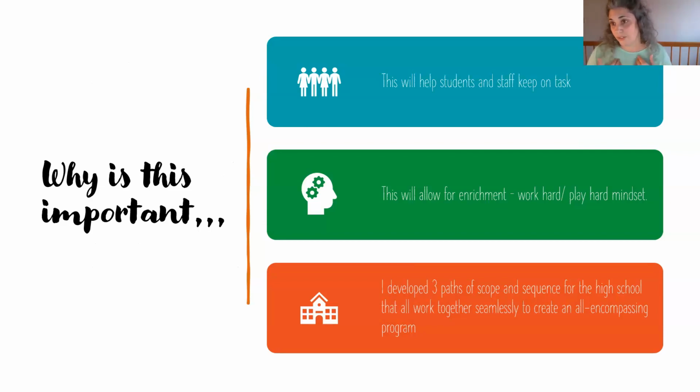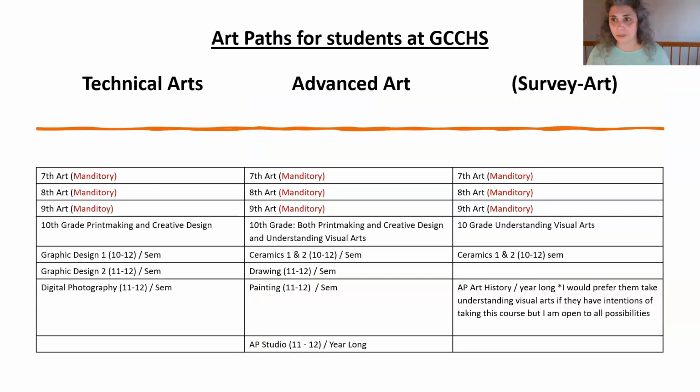And just for myself personally, and like I said, we have a small school. There's about 400 students at the high school. So I developed 3 paths. And like I said, I didn't really know what I was doing when I did this. So I just read a lot. But these are the 3 paths that I developed at the high school. So I have technical arts, advanced arts, and then survey arts.